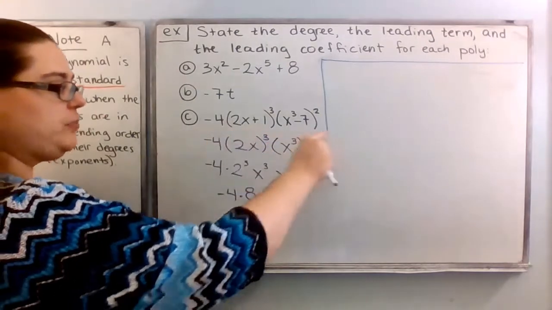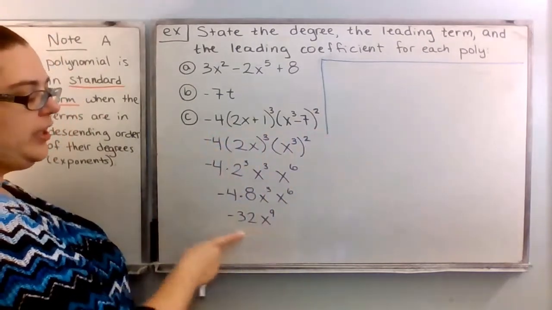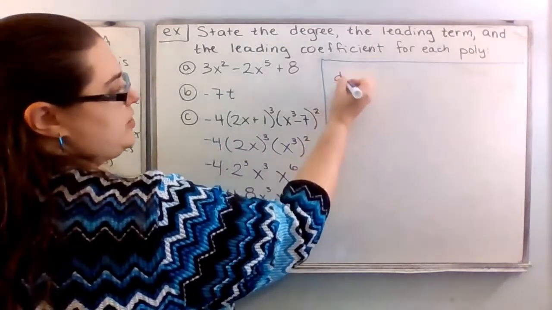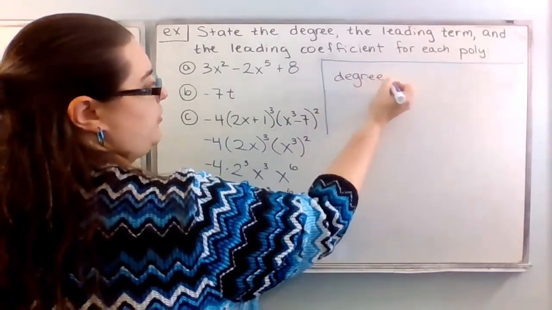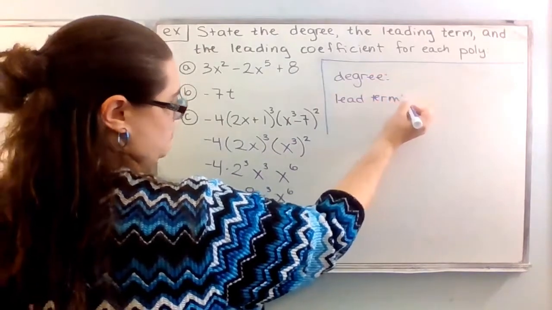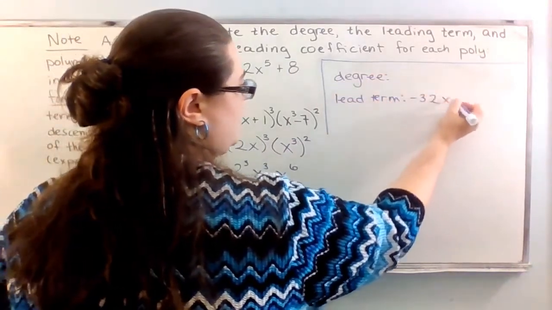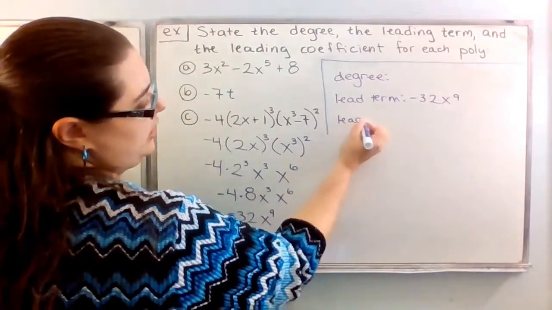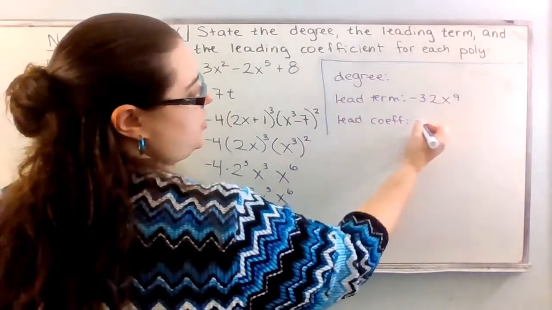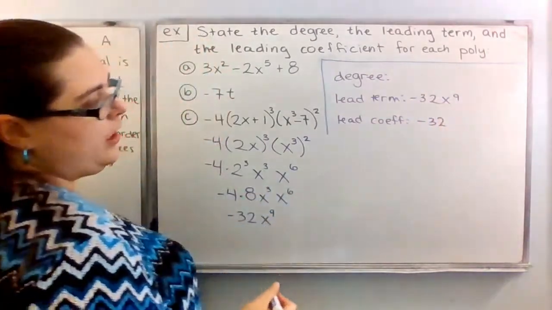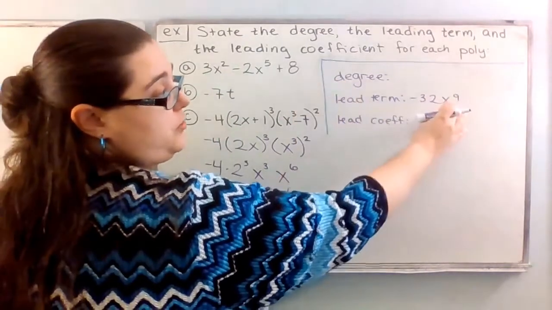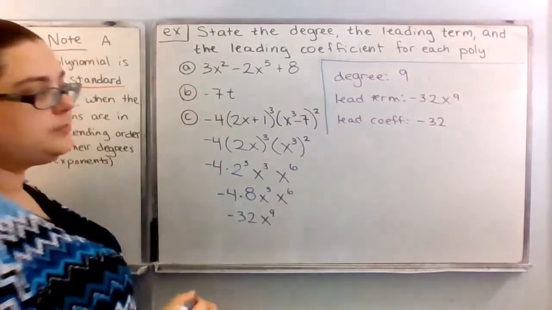So when I have this factored polynomial, the leading term is going to be this -32x to the 9th. So we haven't gotten to degree yet. We just found the leading term though, so that's helpful. So -32x to the 9th. That means our leading coefficient is the number in front of the x to the 9th. That's our -32. And the degree is the highest exponent, which comes from our leading term. So this is a degree 9 polynomial.